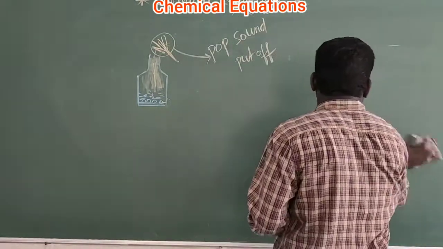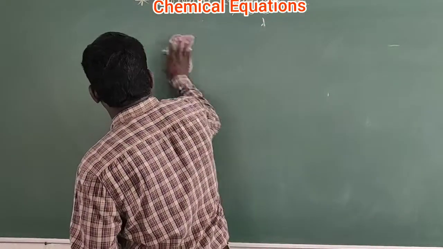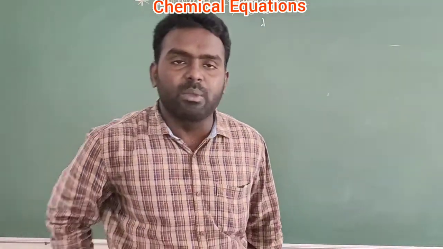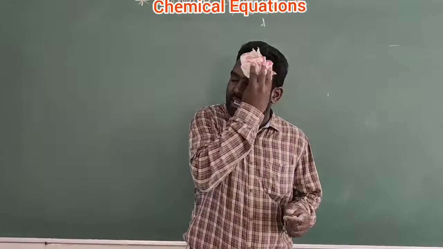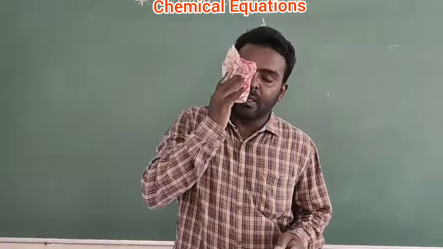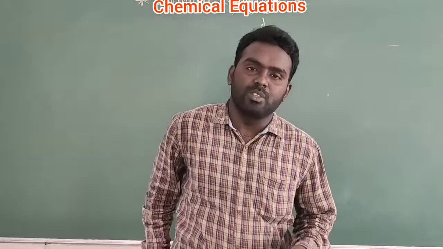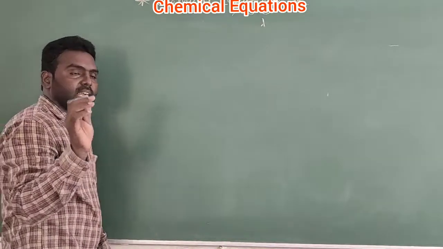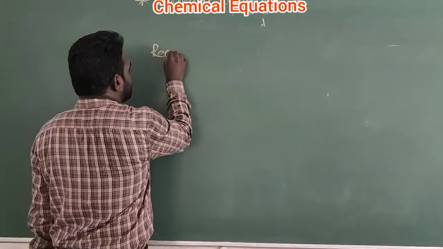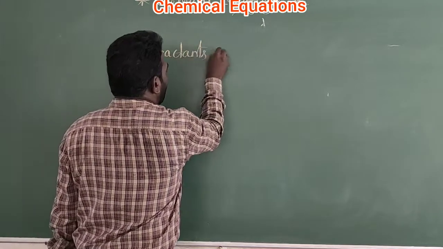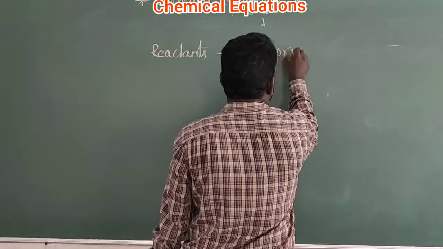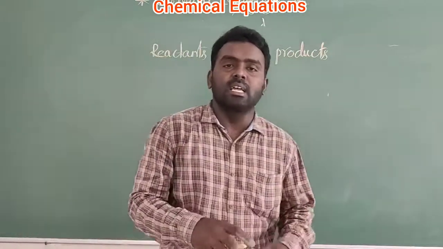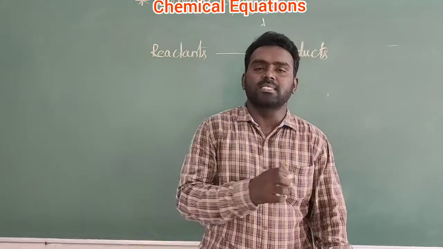Now, what are chemical equations? In our surroundings we observe so many chemical reactions. In all chemical reactions, every chemical reaction contains two important terms: one is called reactants, and the second is called products.